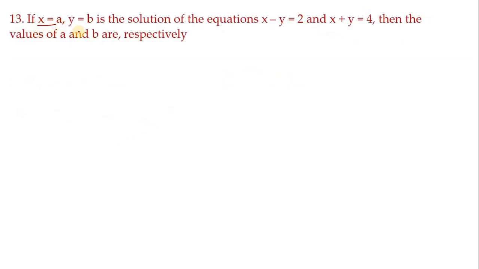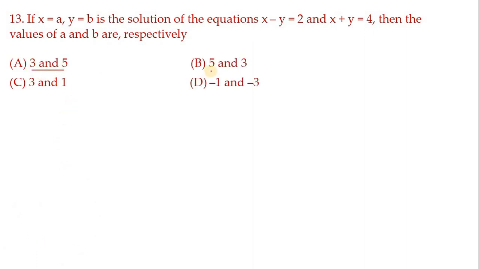If x equals a, y equals b is the solution of the equations x minus y equals 2 and x plus y equals 4, then the values of a and b are respectively. Options are 3 and 5, 5 and 3, 3 and 1, -1 and -3. See, x value, how much are we getting? a. y value, how much are we getting? b. So for these two equations, now we have to find what could be the values of a and b.